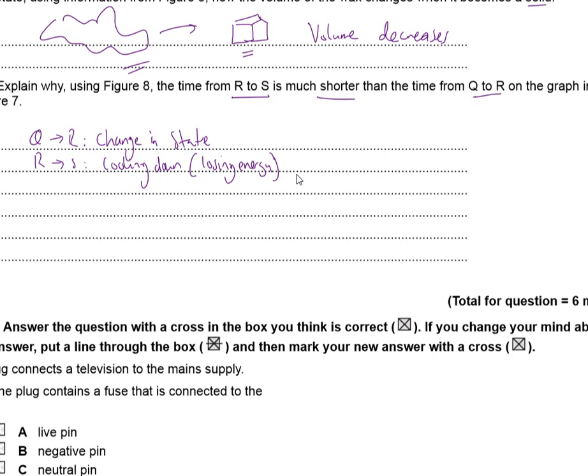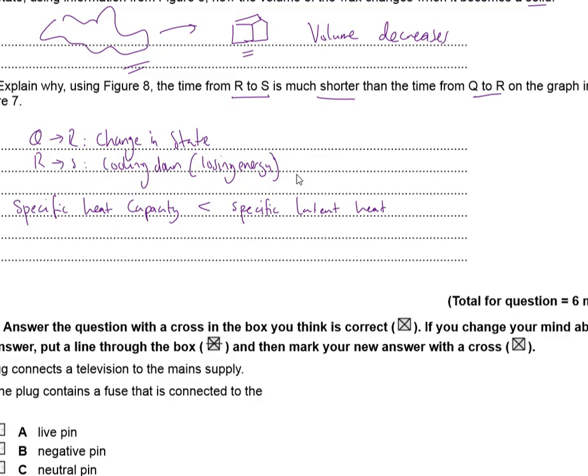How would I word this? Okay, let's put this here. So we can say that the specific heat capacity is less than the specific latent heat. Okay, that will give you 1 mark.